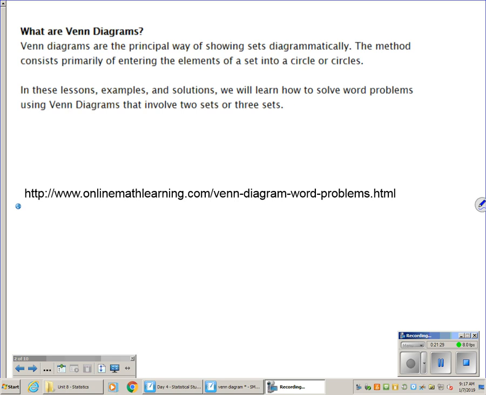Okay? Venn diagrams are just a good way to show how two different sets or three different sets, or however many you have, compare to each other. It shows overlap. That's really about it. And for our purpose, it's really helpful for simplifying down very confusing word problems.